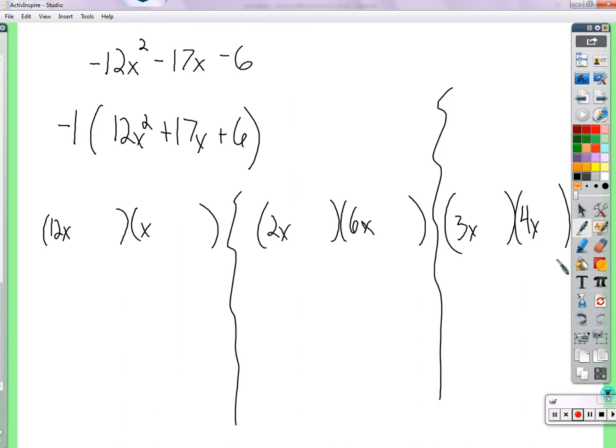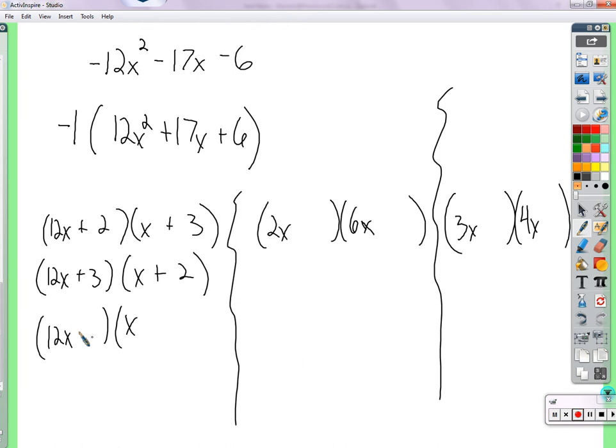And then we have to consider the 6. Okay? So six, we could do 2 and 3, but then again, with the same 12x and 1x, we could do 3 and 2. Okay, and with the 12x and the 1x, we could also do 1 and 6, but then we could also do 6 and 1.